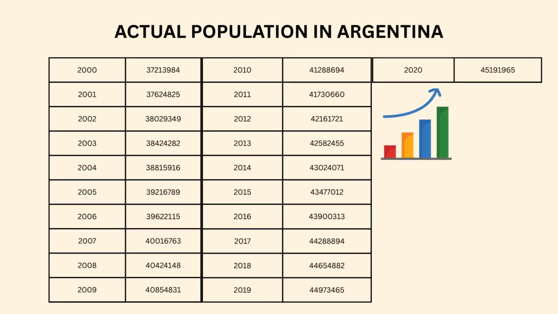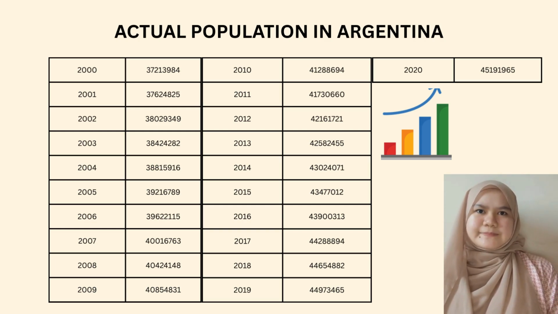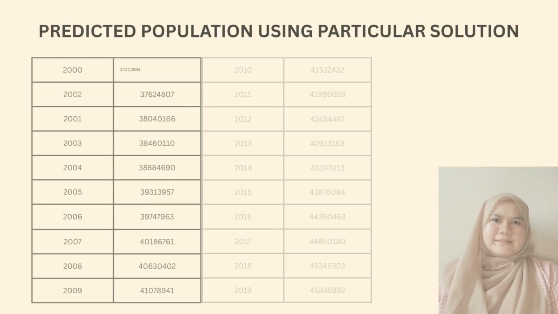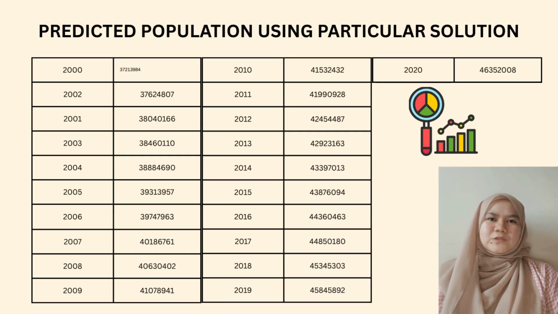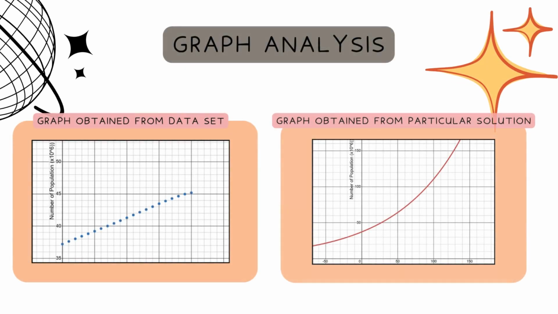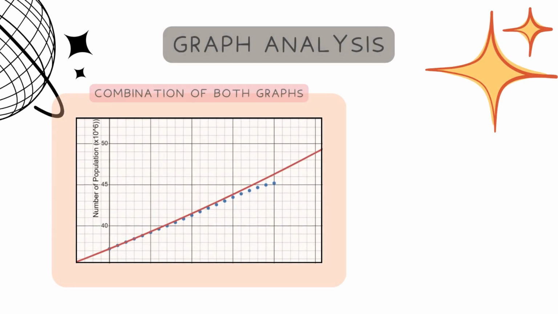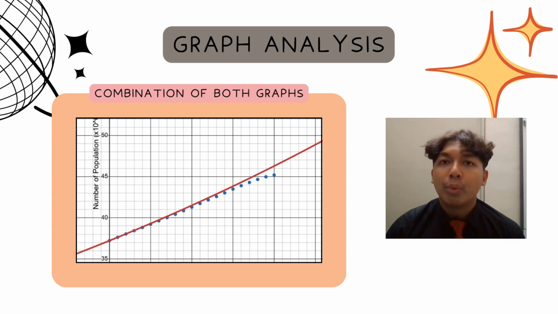Here is the table of population in Argentina from 2000 to 2020. Next, here is the table of predicted population value in Argentina from 2000 to 2020 by using the particular solution. After getting both graphs from plotting data from the predicted value and the actual value, we can combine both of the graphs to analyze the similarities of the shape and pattern of it.